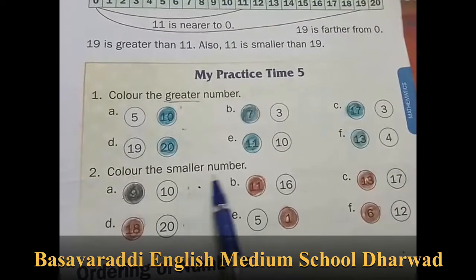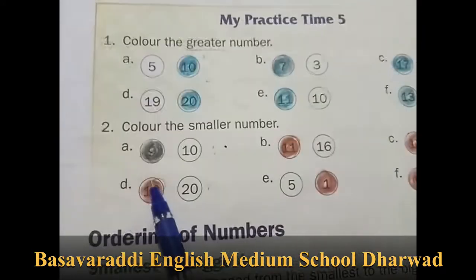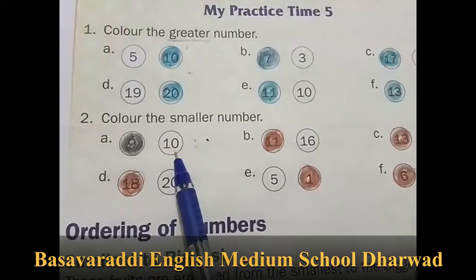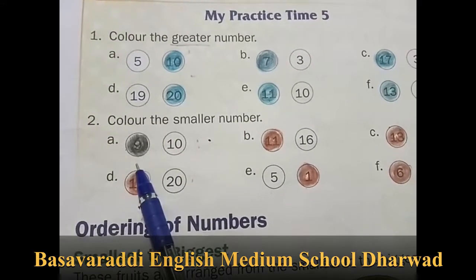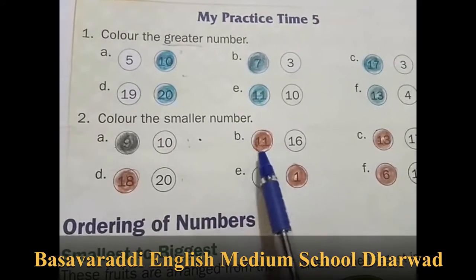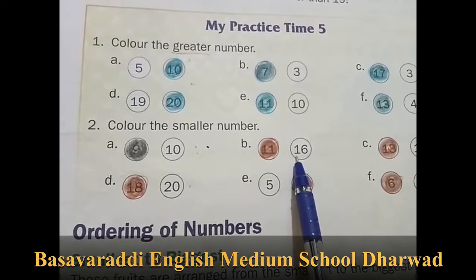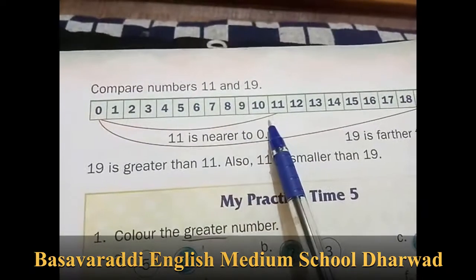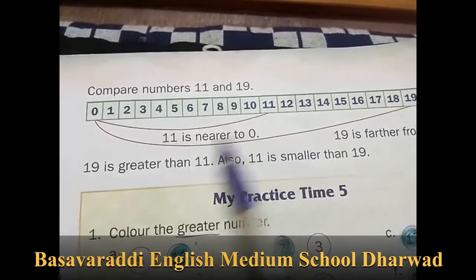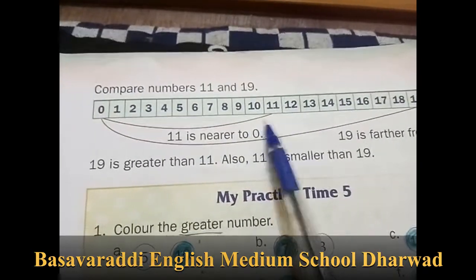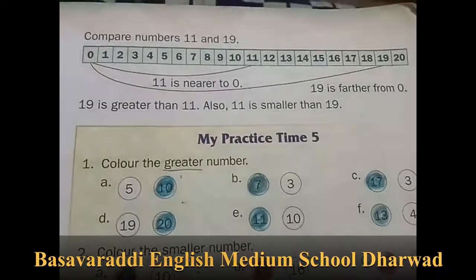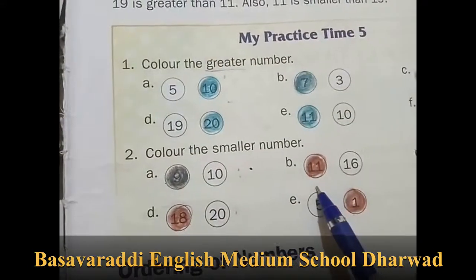Color the smaller number. Which is smaller? You have to color. 9 and 10. So 9 is smaller, so we are coloring it. And 11 and 16. Nearest to 0 means that is the smallest, and 16 is big. So you have to color 11.